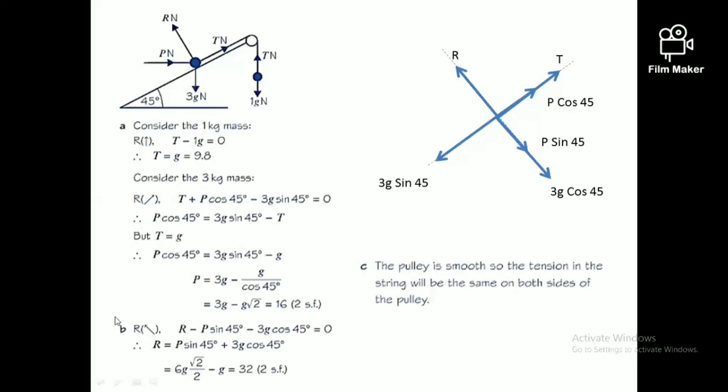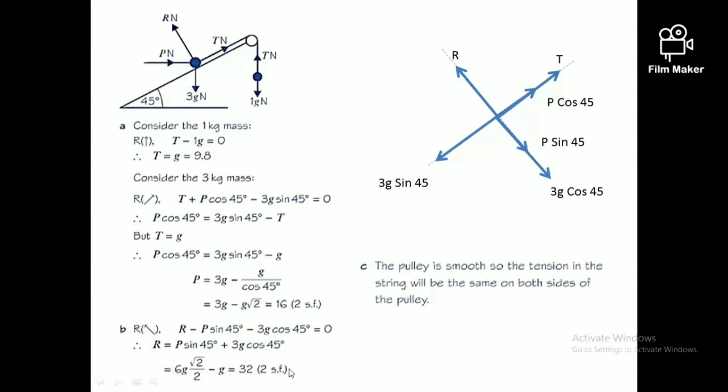Okay. Then what can I get? I can get the equilibrium perpendicular to the plane. If you consider the equilibrium perpendicular to the plane, what can you say? R equals P sin 45 plus 3g cos 45. Or you can say R minus P sin 45 minus 3g cos 45 equals 0. Now you know the answer for P. P is how much? 16. You can put 16 over here. And if you simplify with this, you'll obtain the answer as R equals 32.